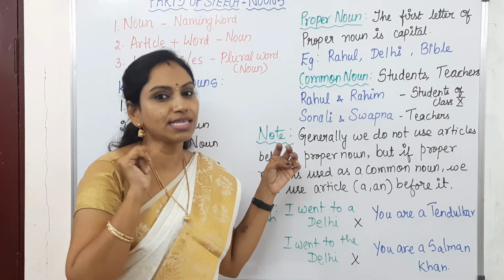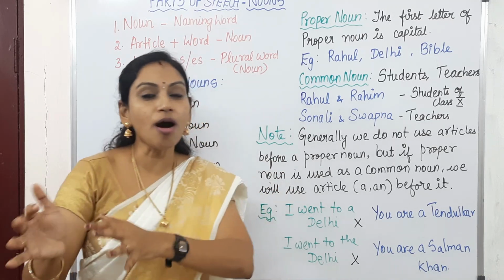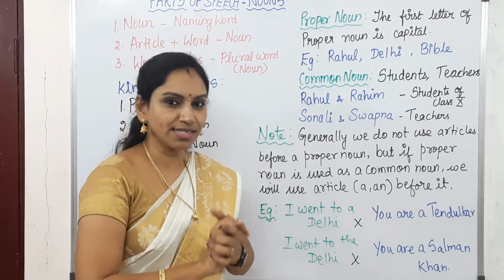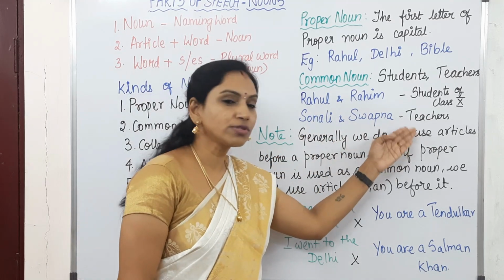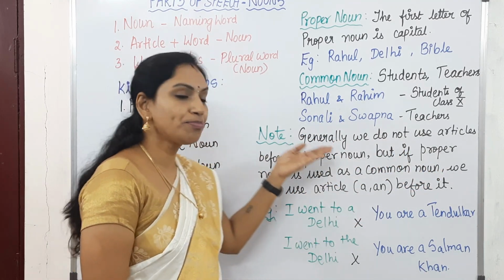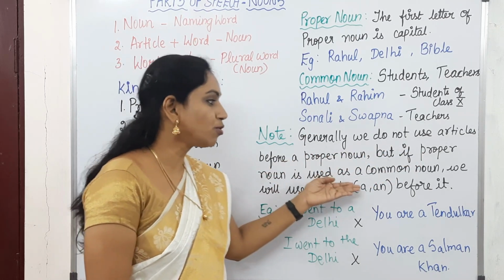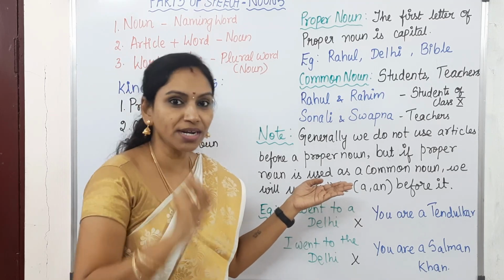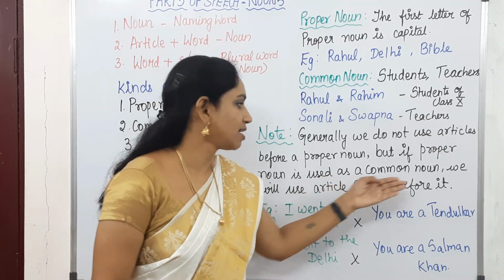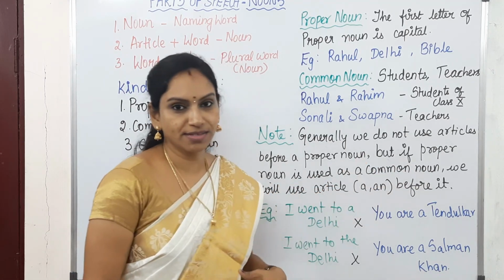But there is an exception. If the same proper noun is used as a common noun, you can use articles. Generally we don't use articles before a proper noun. But if the same proper noun is used as a common noun, you can use articles like a and an before it.